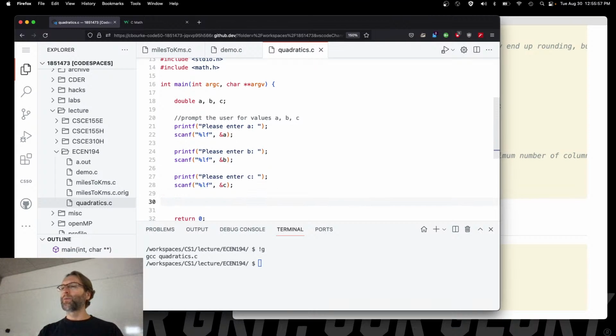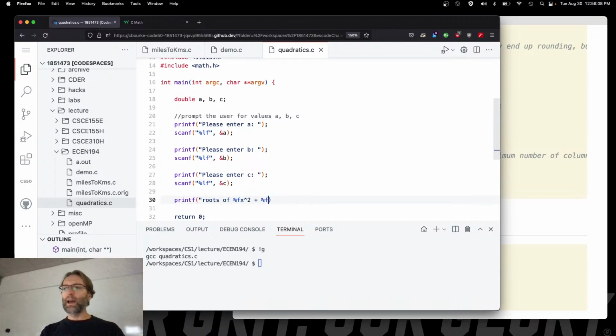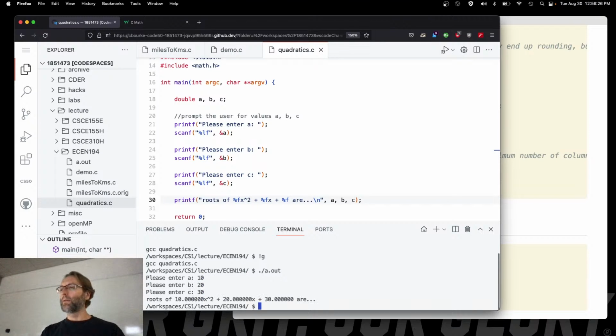Now let's go ahead and print out, printf, the roots of %f x squared plus, what's my placeholder for a floating point number? %f x plus %f, end the line, or r, dot, dot, dot, end the line. Let me just go ahead and print out A, B, and C to make sure that I'm reading them up to this point. Okay. Please enter A, 10, 20, 30. The roots of 10 x squared plus 20x plus 30 are, dot, dot, dot. Right? I'm iteratively developing this, right? I'm making some sanity checks.